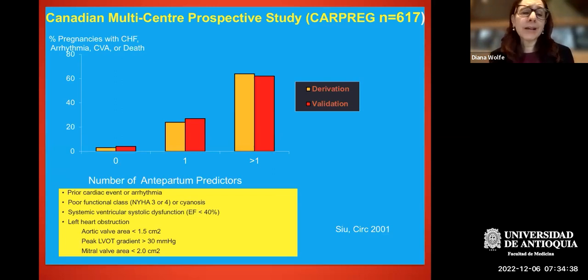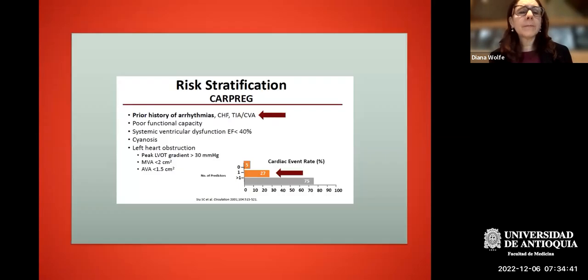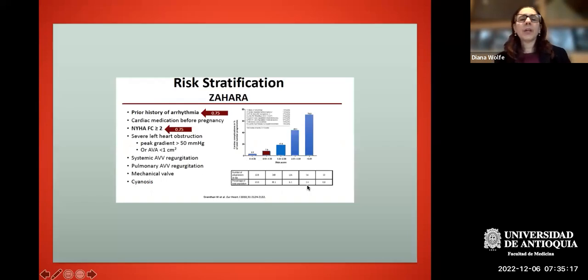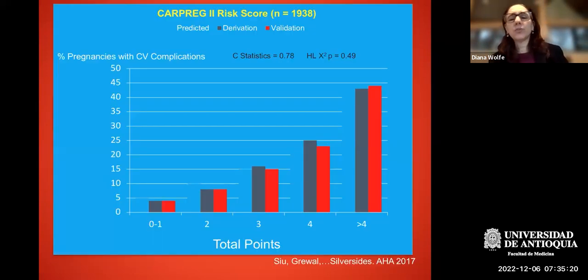También hay CARPREG de Canadá, CARPREG 1. Y CARPREG, eso es Zahara, que es solamente para la gente con defectos congénitos. Y hay maneras para dar puntos. Depende si las personas tienen embarazos de defectos congénitos, si tienen una historia de arritmia, medication before pregnancy. Hay todo un sistema para evaluar el riesgo. Y eso es CARPREG 2, que es bastante nueva, también de Canadá.